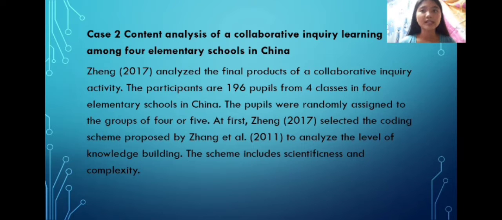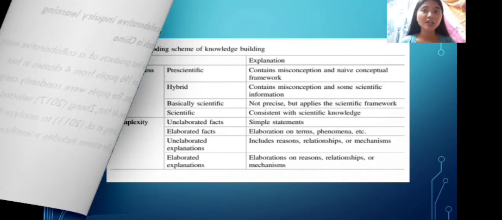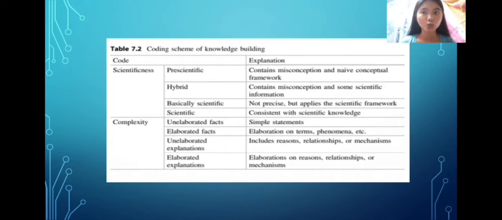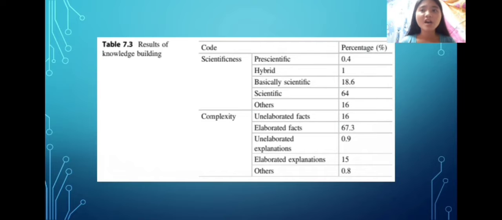The scheme includes scientificness and complexity, as shown in Table 7.2. So this is Table 7.2. In order to make sure the coding is credible, 2 raters coded all the discussion text independently. The raters compared the coding and Zhang calculated the inter-rater agreement, which achieved 0.91. Finally, Zhang 2017 calculated the percent of each knowledge level. The result is shown in Table 7.3. So this is the result.